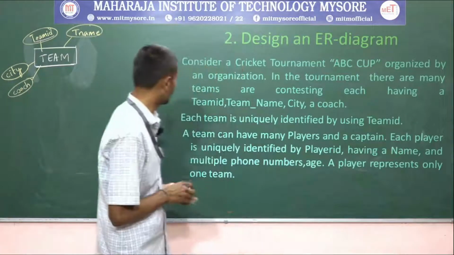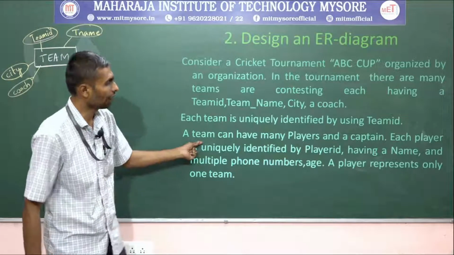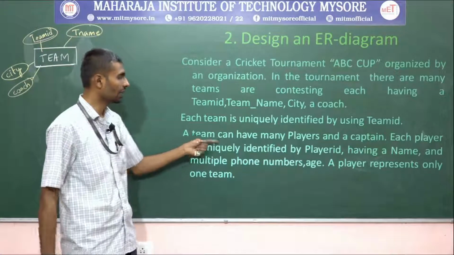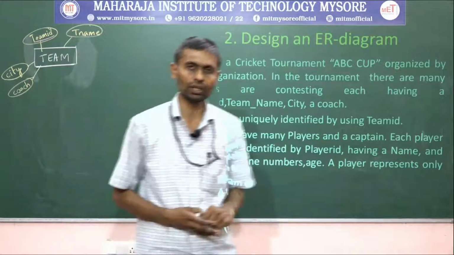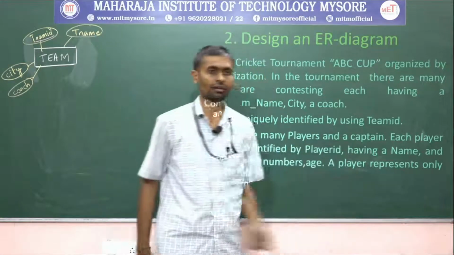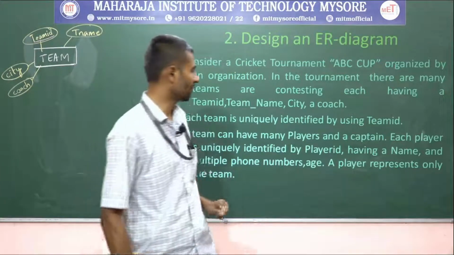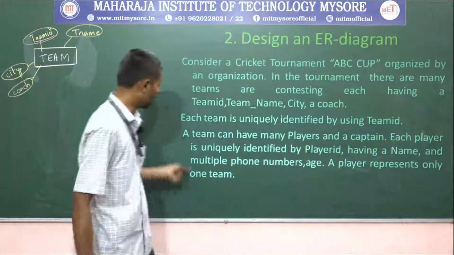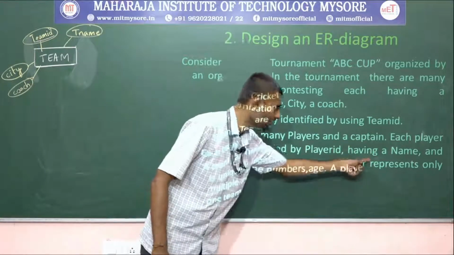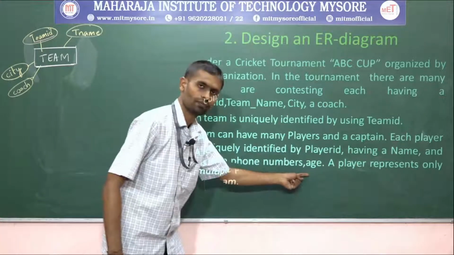Let me move on to the next few statements. Look at the next statement, guys. A team can have many players and a captain, right. What are they saying? A team can have many players. This is also true enough. And a team even has a captain, but the captain is also what, guys? A player. Fine. Next, each player is uniquely identified by player ID, having a name and multiple phone numbers, age.